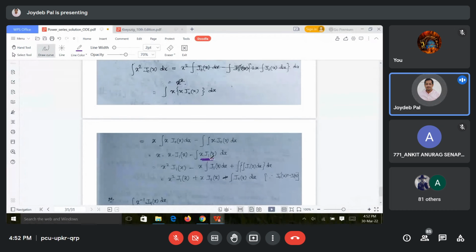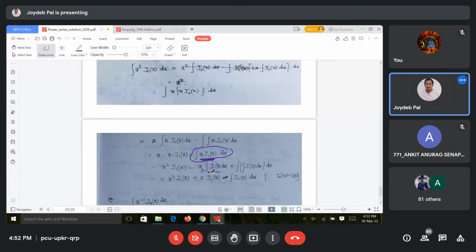They don't have the term x into J1. We will not get the value of this integration directly by putting any particular value of nu. So I am applying integration by parts again, taking x as the first function and J1 as the second function: x into integration J1 x plus integration of d/dx of x, that is 1, and integration again J1 x dx.